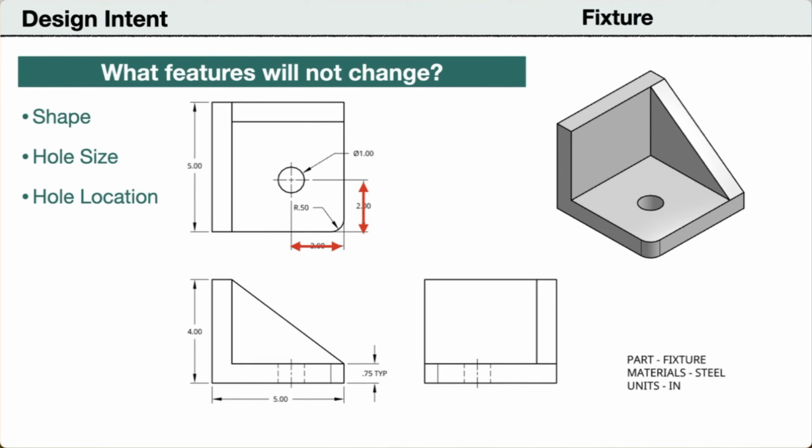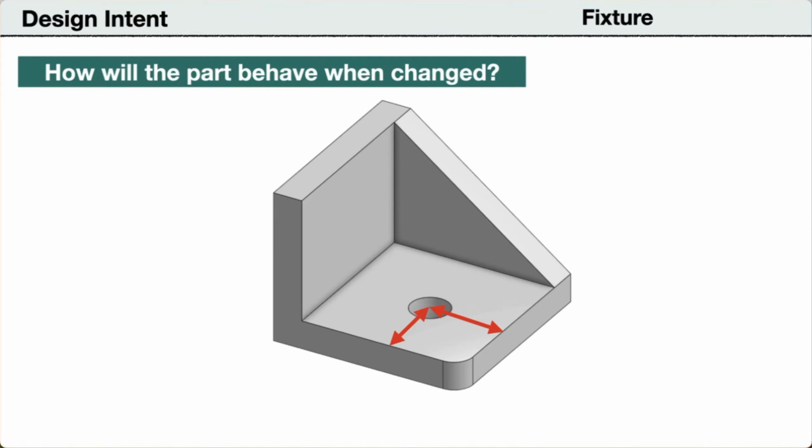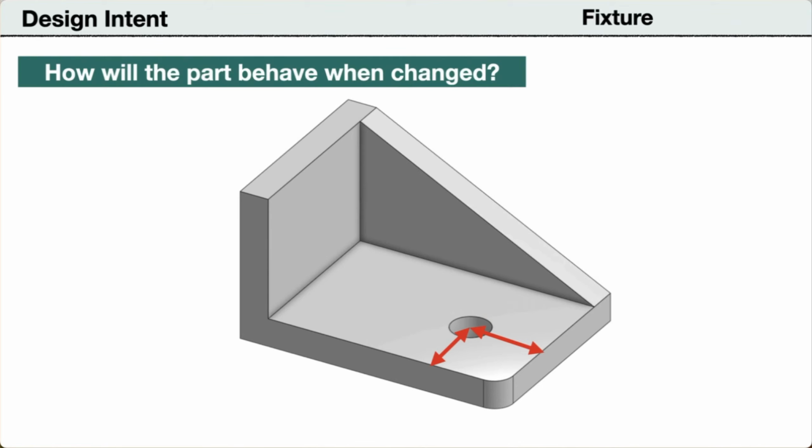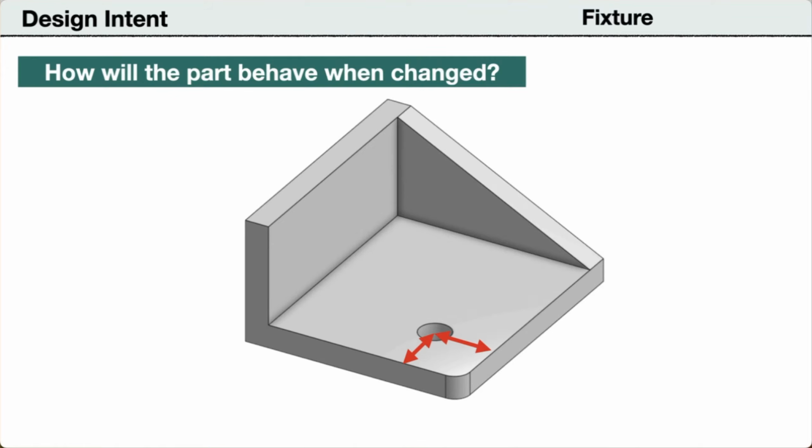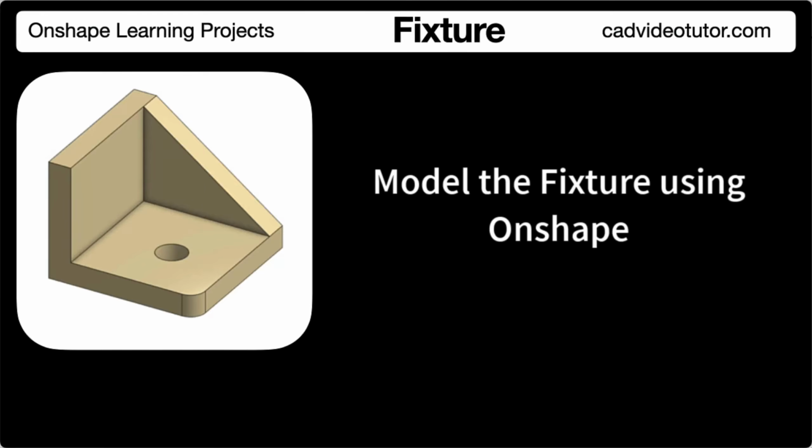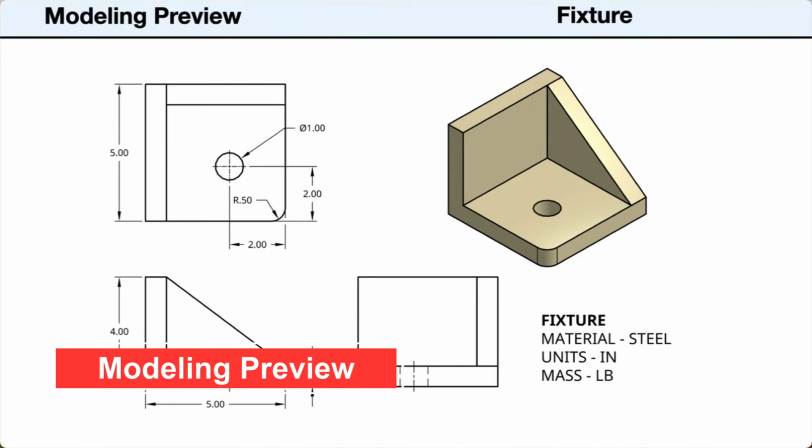So, in this project, we need to make sure we use dimensional constraints to fix the hole location at the set distance from the outside edges. Then when we change the length or width, the hole will maintain its relative location and the model will update, meeting our design intent. Before we create our model in Onshape, let's preview the workflow that we will use.